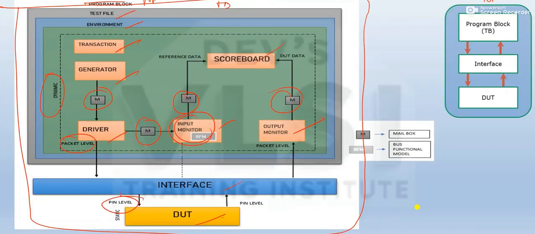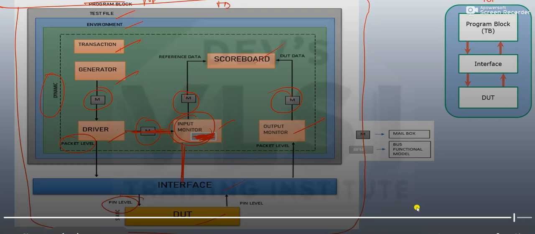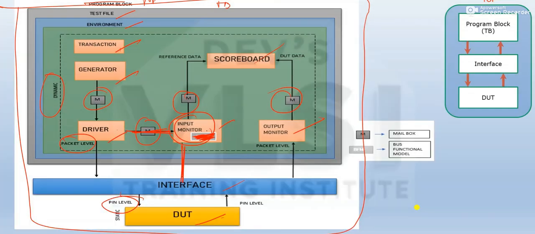See, the input monitor has two options, one line or the other line. It's left to the input monitor, whichever line it wants. It can collect the stimulus either from the driver or from the interface, as per its choice. This BFM is not there, you can remove that; it got in while editing the diagram. BFM means bus functional model, which is another word for the driver. Now we will not use the BFM word, it is eliminated. You can use driver directly.